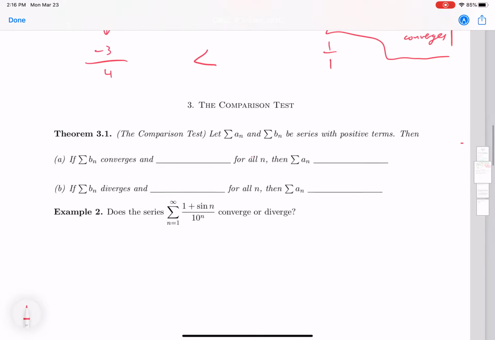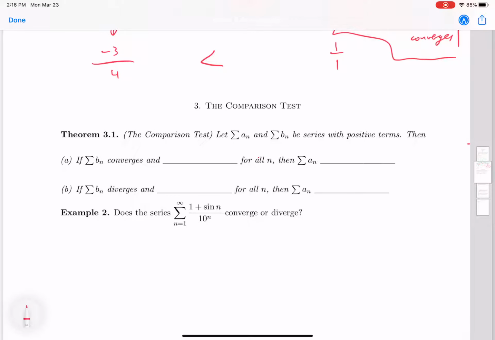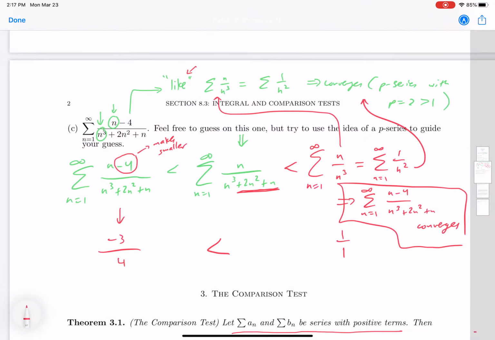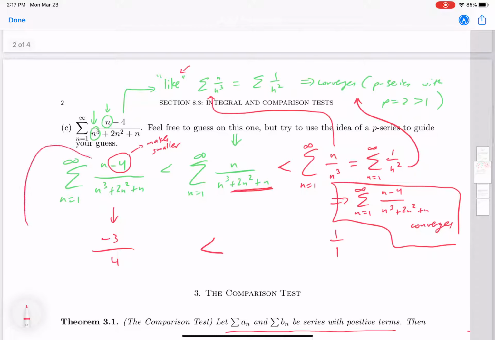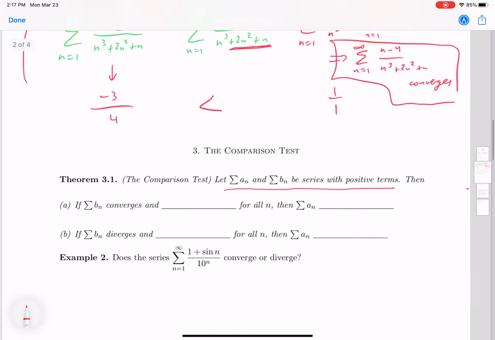And there's actually a formal way of doing this. It's called the comparison test. Here it says you have to be given two series with positive terms. They don't actually have to all be positive terms, they just have to eventually be positive terms. So you notice in this one, n minus 4 started out with some negative terms, but eventually they became positive and stayed positive.